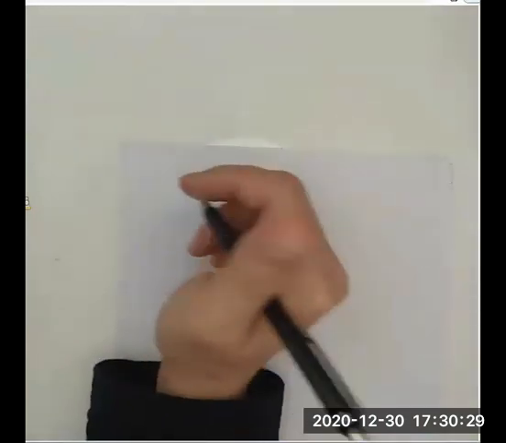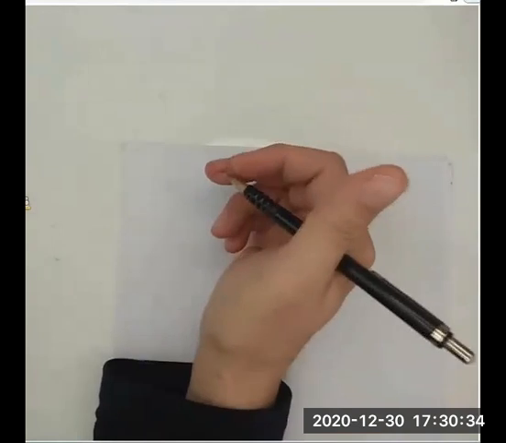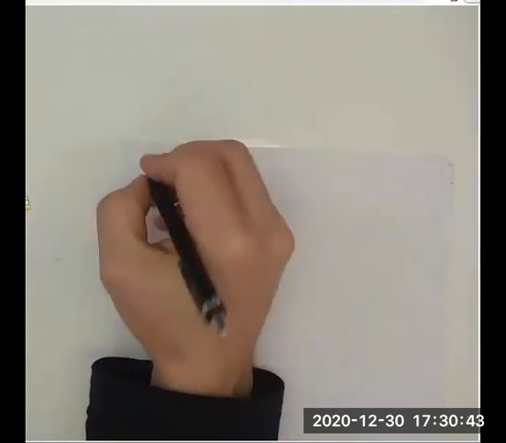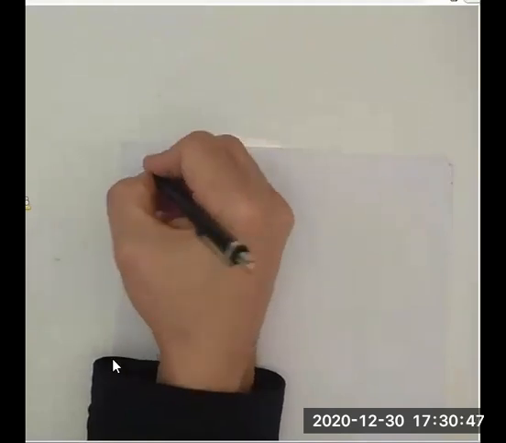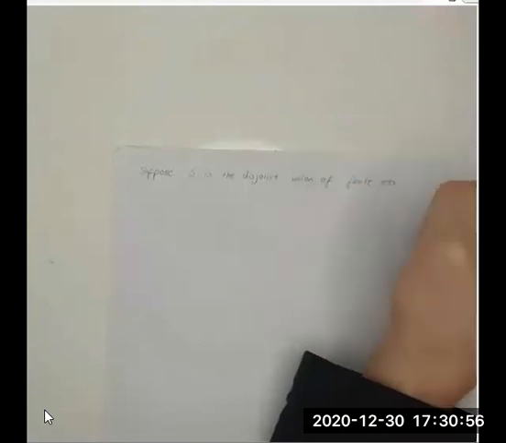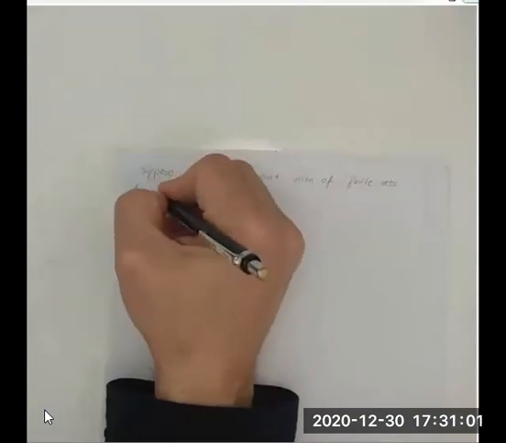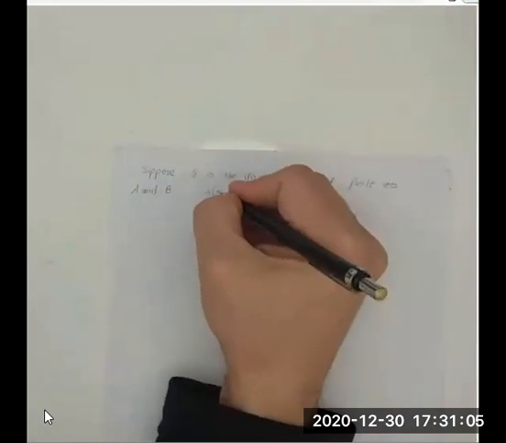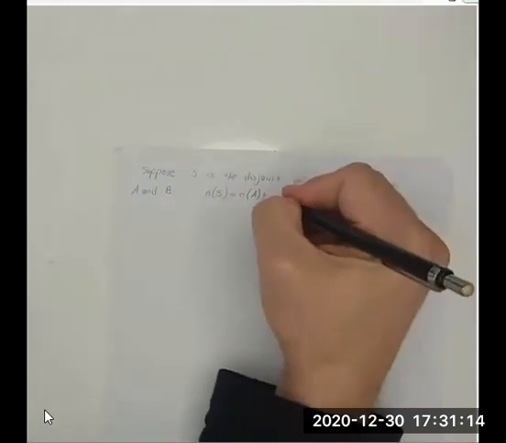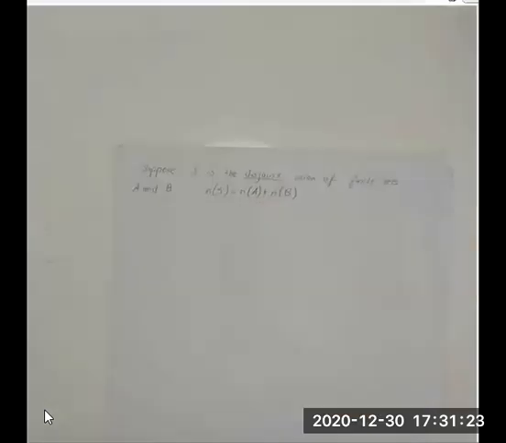The next one is Lemma 1.6 again. Suppose S is the disjoint union of finite sets like A and B. The number of S is equal to the number of A plus the number of B. But we have to point out that they are disjoint.